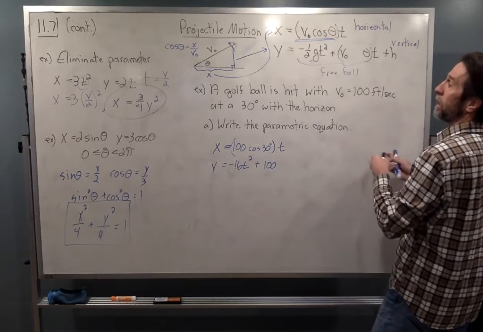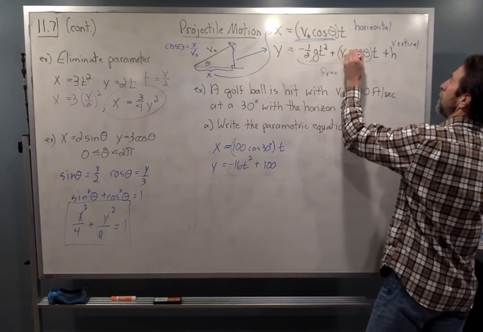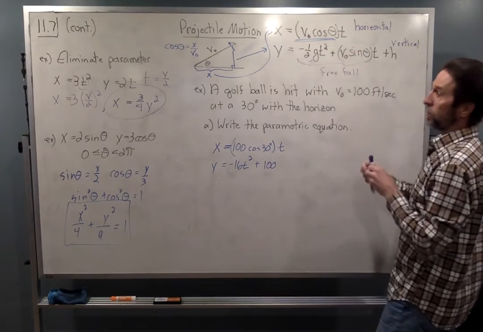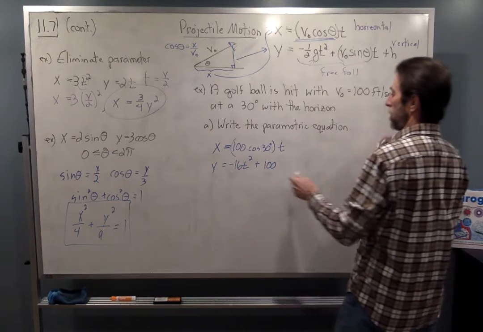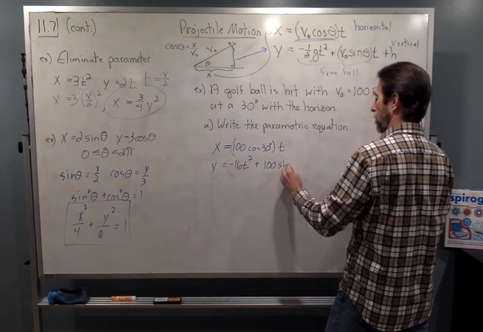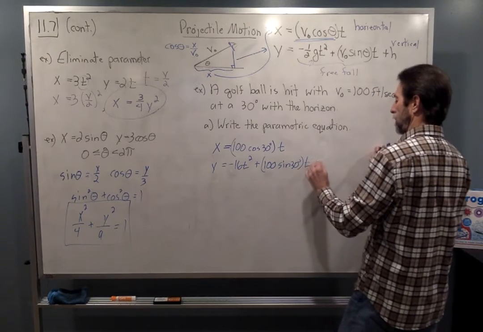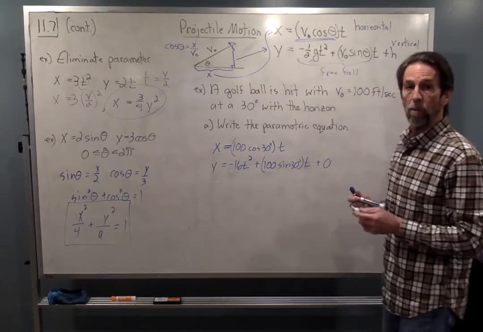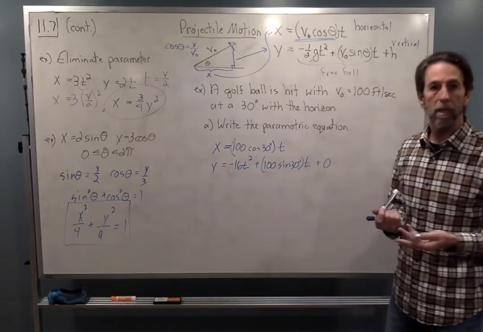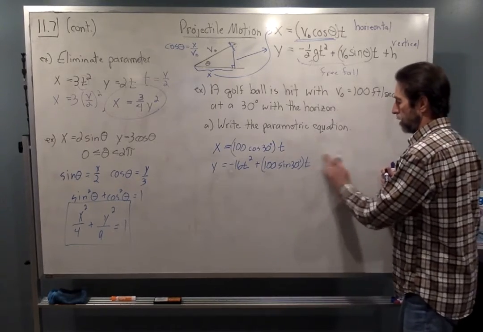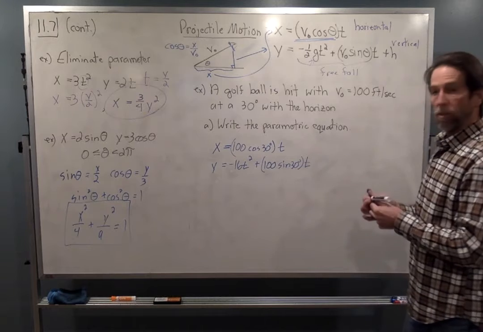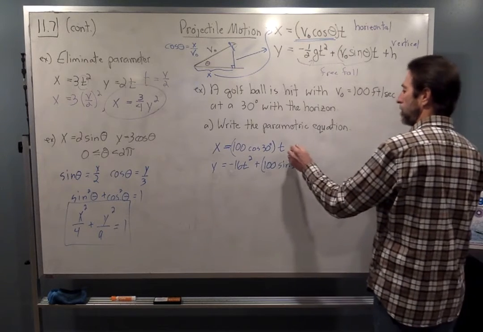Let me make a little change on that. Hopefully you noticed that. Sorry. That has to be sine, of course. So it's going to be the sine of 30 plus the initial height, but that's just going to be 0 because the golf ball, we would assume that it's hit from the ground. Okay? So there's our parametrics.